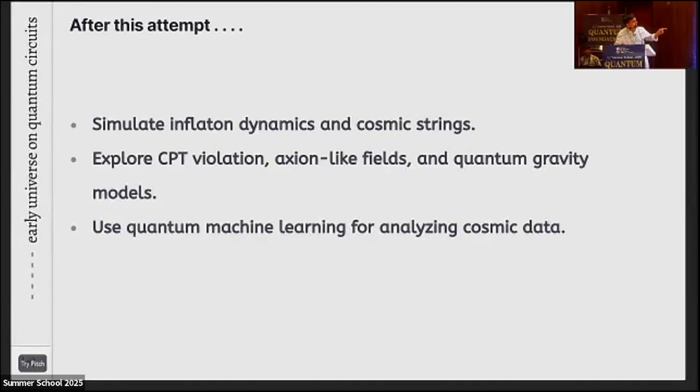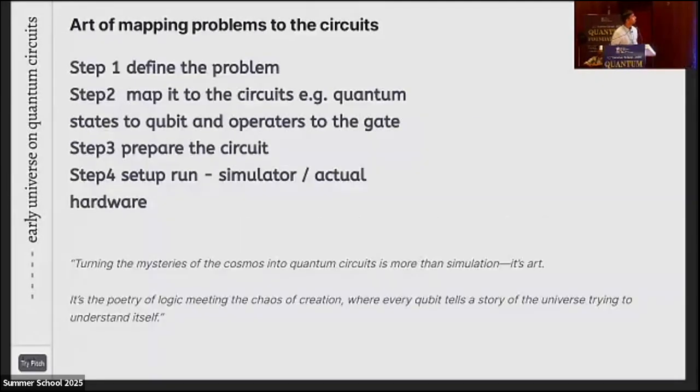There is also an advanced attempt you can do. You can apply machine learning for analyzing cosmic data. I will talk about that later. So let me propose some simple steps which you can perform in experiments like this. The first step is to define what you actually want to simulate on the quantum circuits. And after that, the art is mapping those problems onto the quantum circuit.